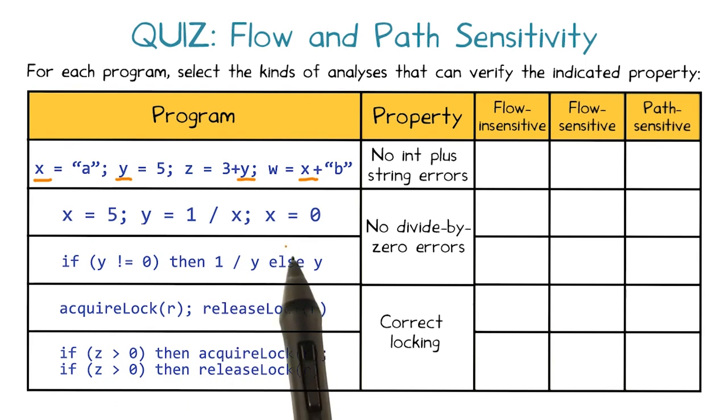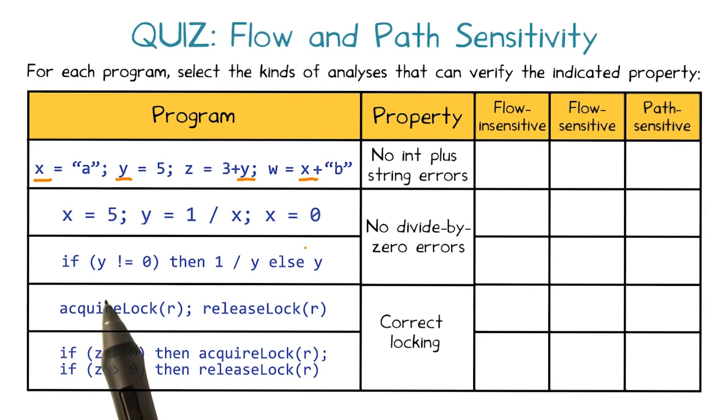The third program consists of an if-then-else expression. If Y does not equal 0, then 1 is divided by Y, else Y. Note that the variable Y may have any integer value at the start of the program.